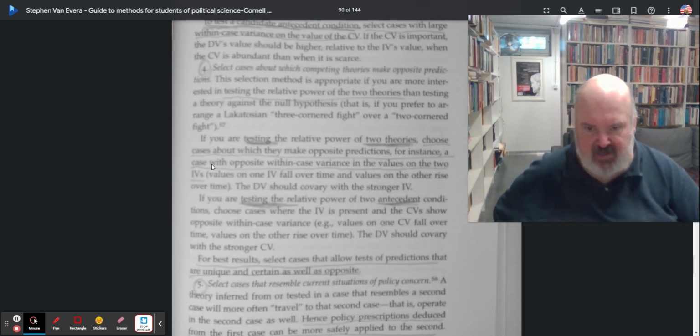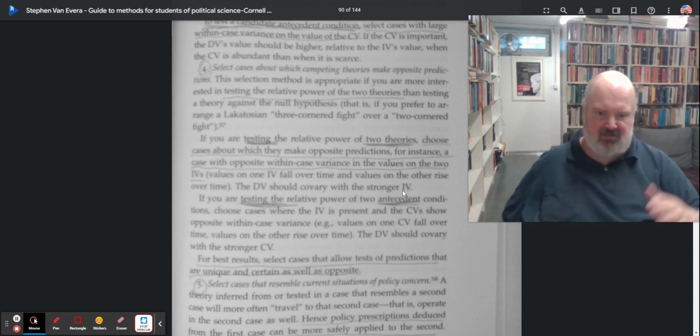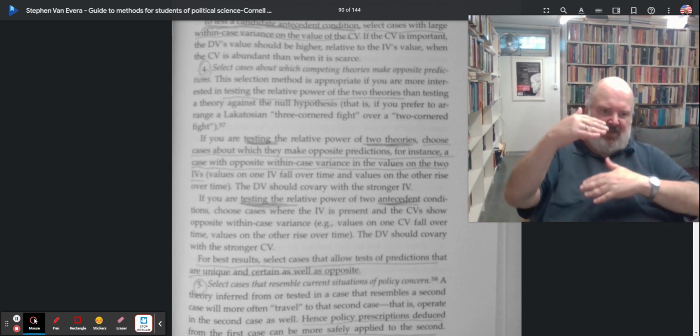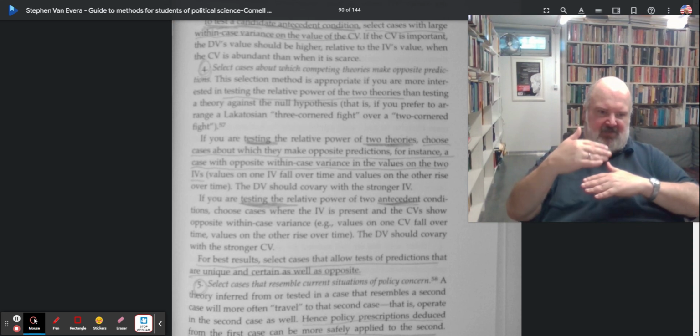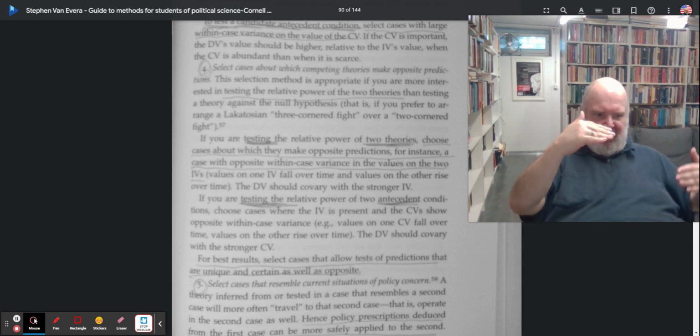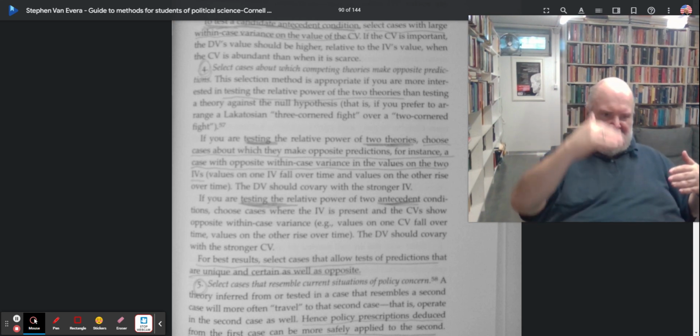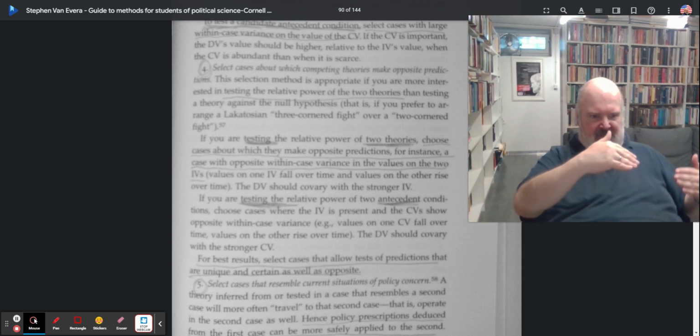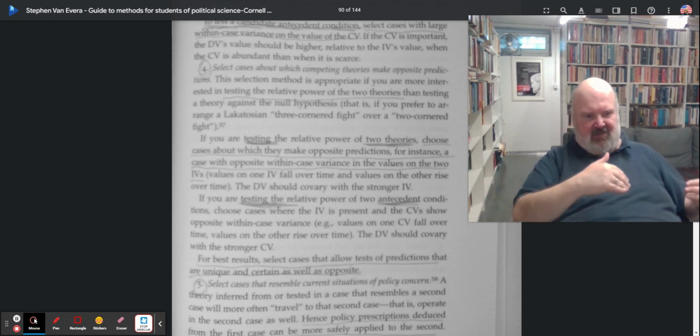For instance, a case with opposite within-case variance and values on two IVs: values on one IV fall over time, and values on the other rise over time. The DV should covary with the stronger IV, right? That is, two different theories make opposite predictions. So if this rises over time and this theory is true, the DV should reflect this. If this is doing this, the DV should be doing that, as this theory holds.